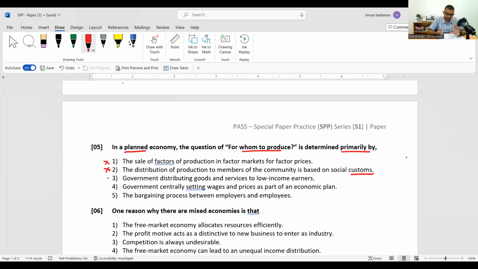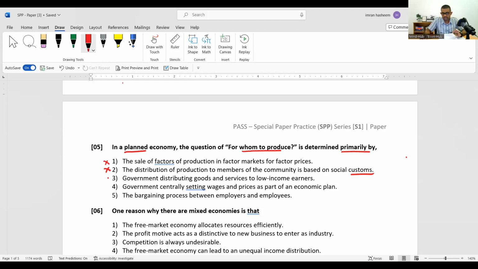Another argument I will bring here is, even in a market economy, especially a social market economy, government will take initiatives and steps and allocate certain goods and services or produce certain goods and services to low income earners. So I put a pin on it, but we can eliminate that answer as well.